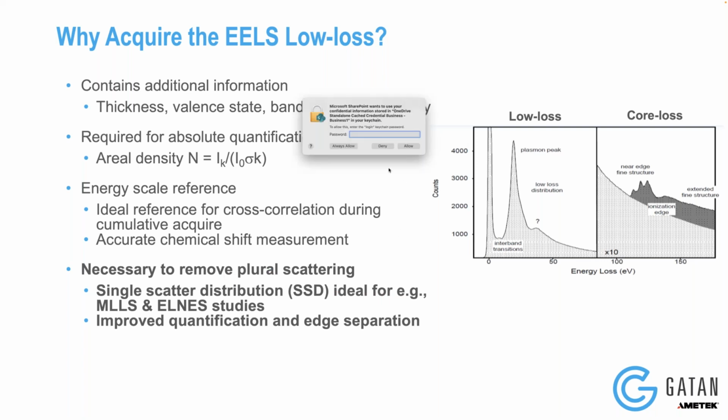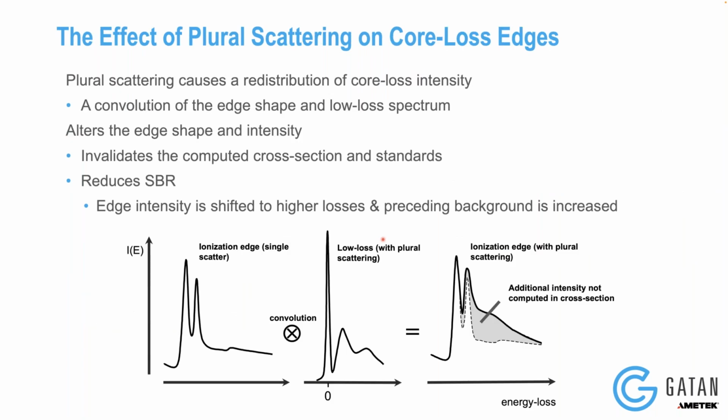So what is plural scattering and how do we deal with that? The effect of plural scattering on core loss edges: essentially, plural scattering causes a redistribution of our core loss intensity. What that looks like is a convolution of our single scatter ionization edge, this figure down here on the left, convolution of this with our low loss spectrum. And that redistribution of intensity gives us additional intensity that's not computed in our calculated cross section.